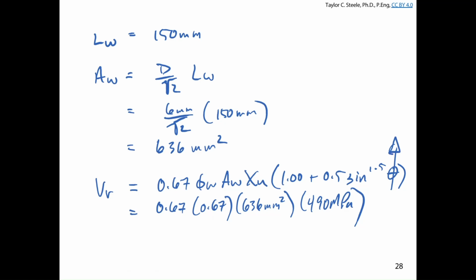And we can plug 90 in here. That makes sine theta 1. This whole factor is going to be 1.5. And so I'll just simply write 1.5 in the brackets there. The strength of that weld, all on its own, is 210 kilonewtons. All right? Any questions about that number or what it means before we continue?